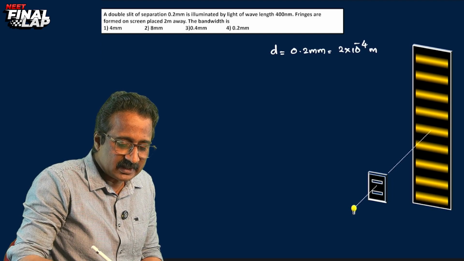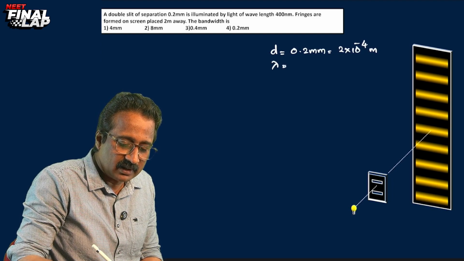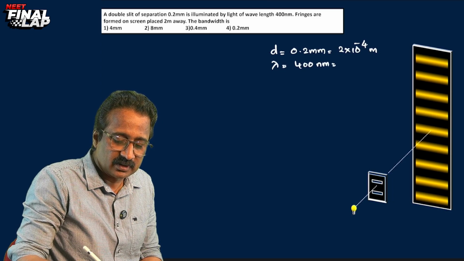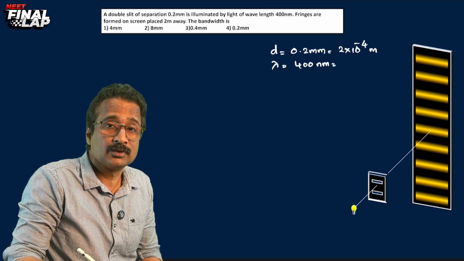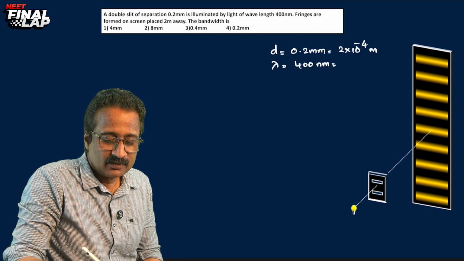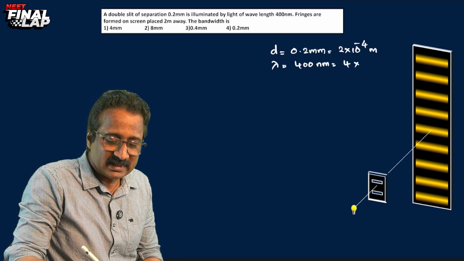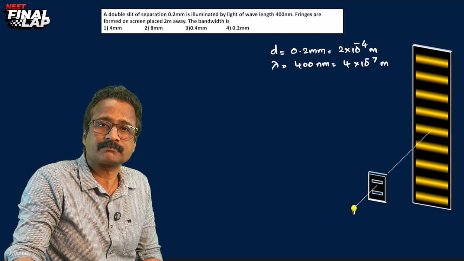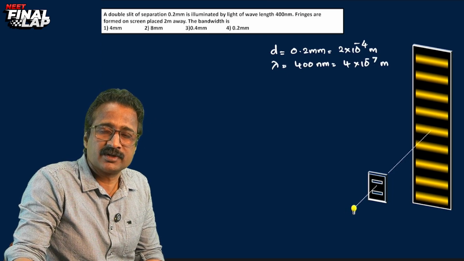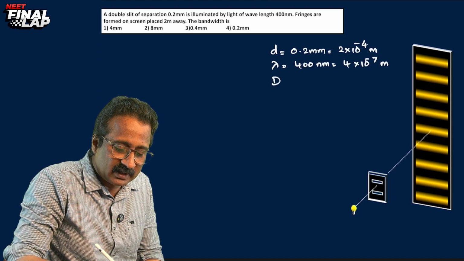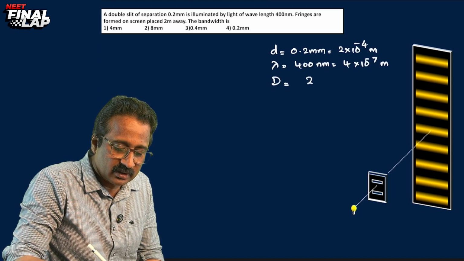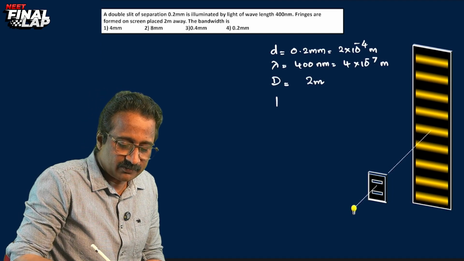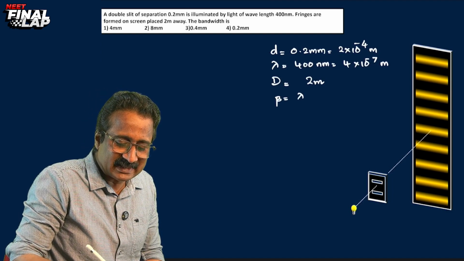Now the light is having a wavelength of lambda equal to 400 nanometer, and nanometer must be written in meters only. So it is 400 into 10 raised to minus 9, which can be better written as 4 into 10 raised to minus 7 meter. Capital D, the distance to screen, is given in meters. Yes, no problem. It is 2 meter. Now you're required to find what is the bandwidth. So it's a very direct question here.